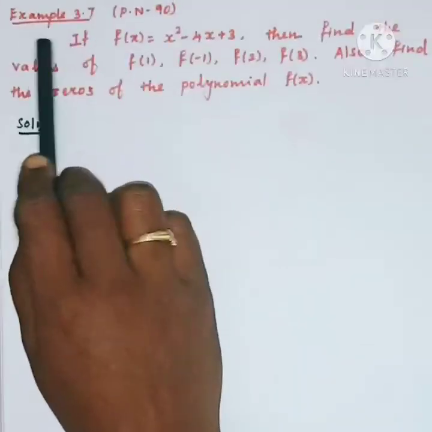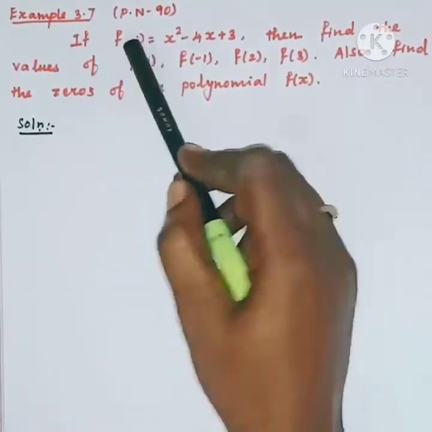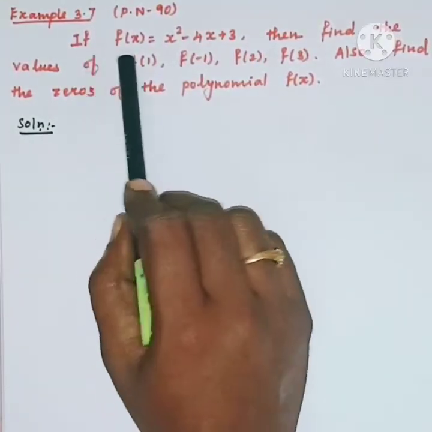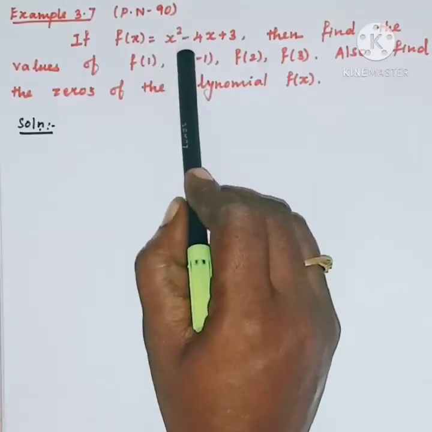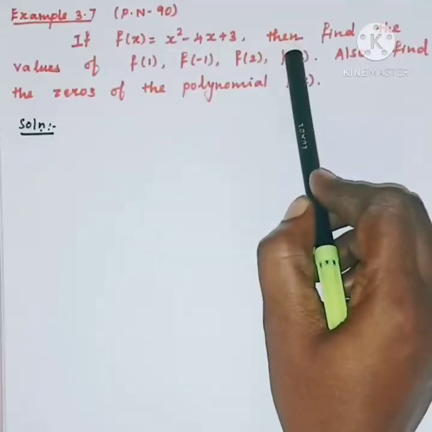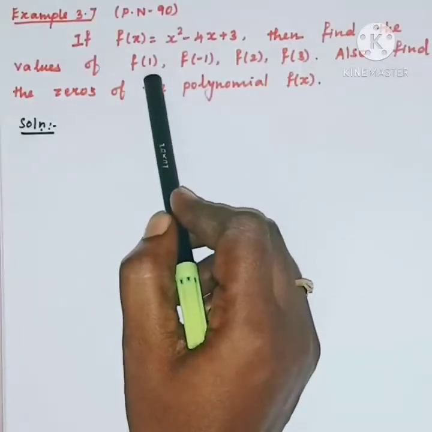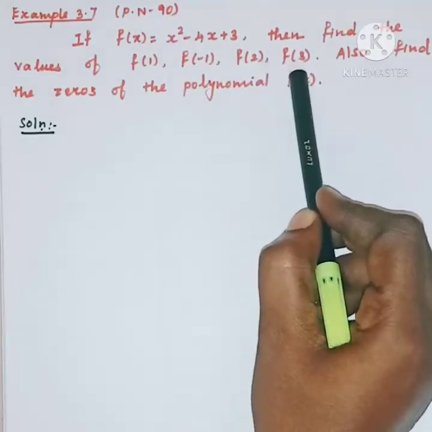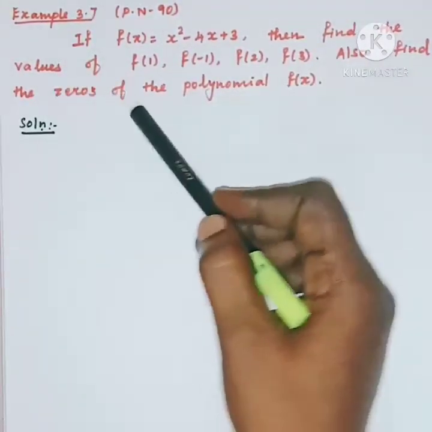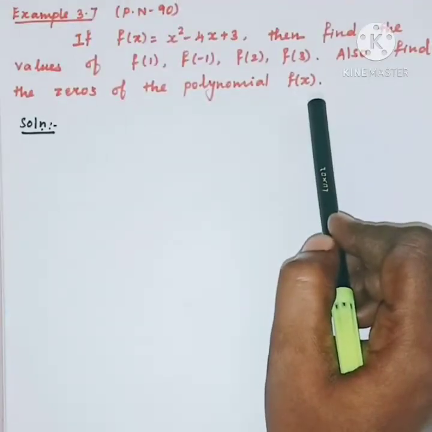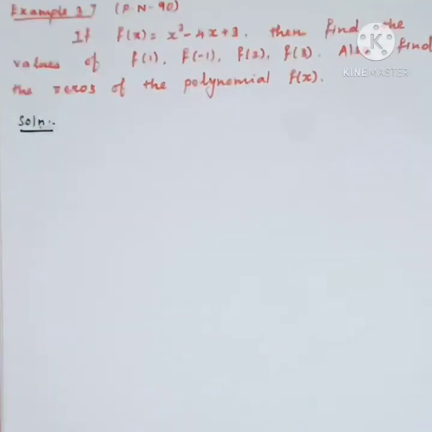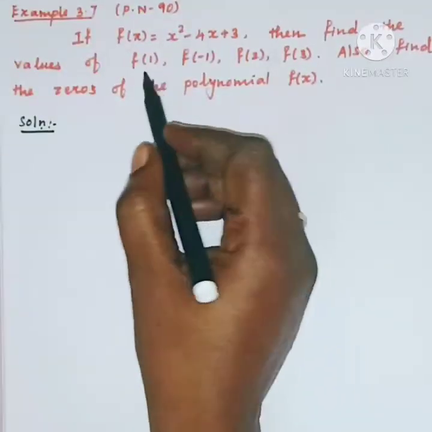Now example 3.7. This is given on page number 90 in your book. Example 3.7 is: if f of x is equal to x square minus 4x plus 3, then find the values of f of 1, f of minus 1, f of 2, f of 3. Also find the zeros of the polynomial f of x. So we have to find the values of these and then find the zero of the polynomial f of x. I will do one for you.